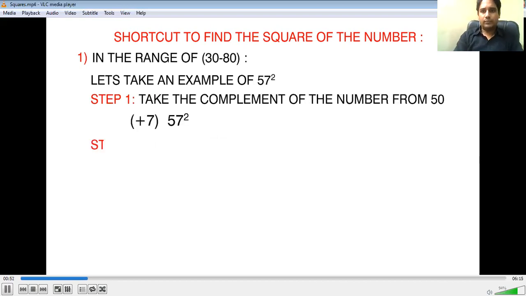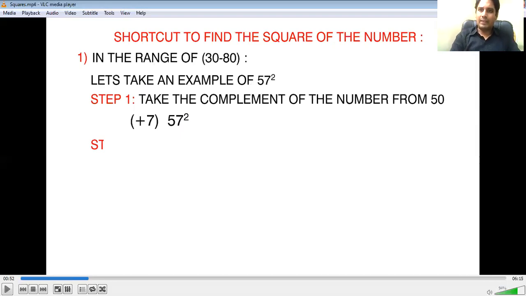So, let's take an example of 57 square. Step 1 is to take the complement from 50. By complement, I mean the actual number is how much more or less than 50. So, in this case, 57 is 7 more than 50. So, complement will be plus 7.